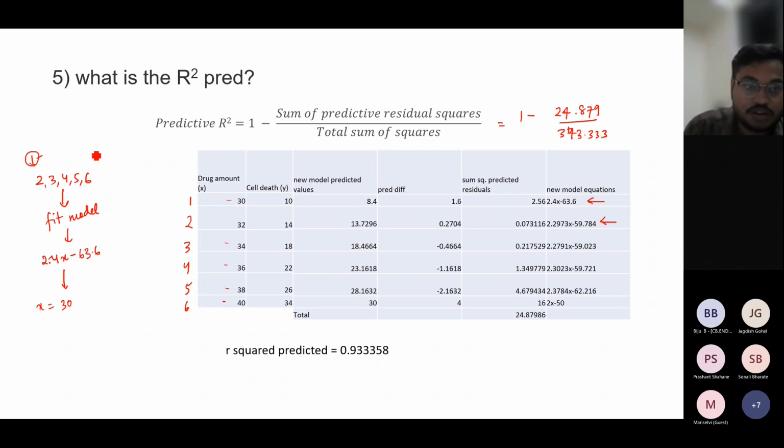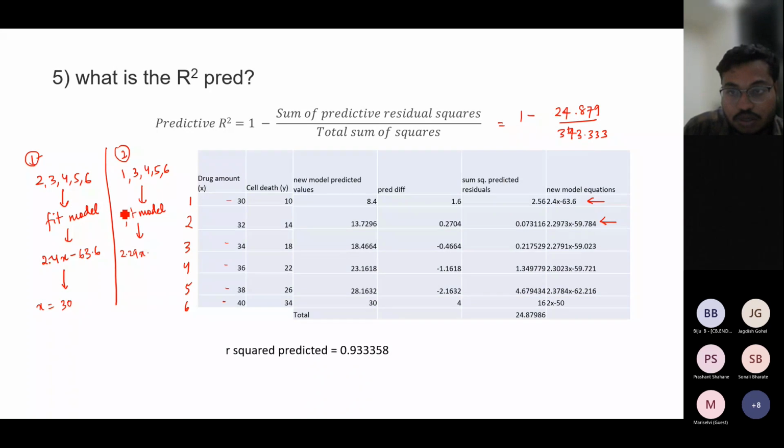Similarly, if we want to find the equation for point number two, we'll take points 1, 3, 4, 5, 6, all these five points, and fit another model. And then we'll get another equation. So basically, we must calculate slope and intercept excluding one value. Excluding one value, you will do the calculations. Then for that value, you will calculate the predicted y value. Is that clear?